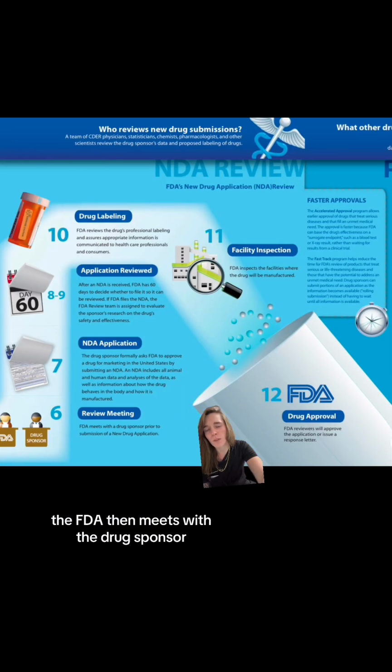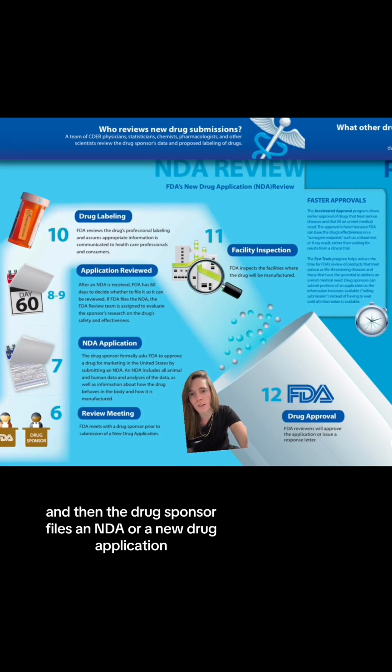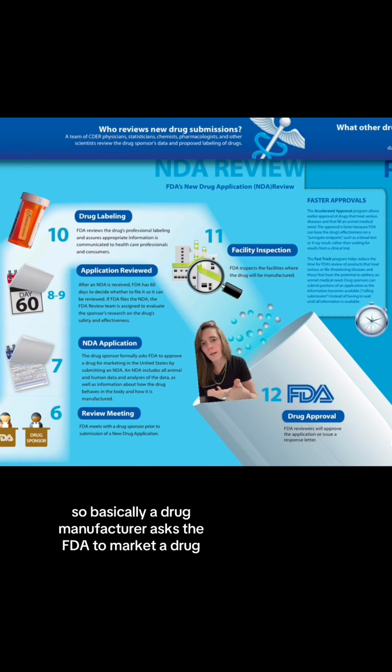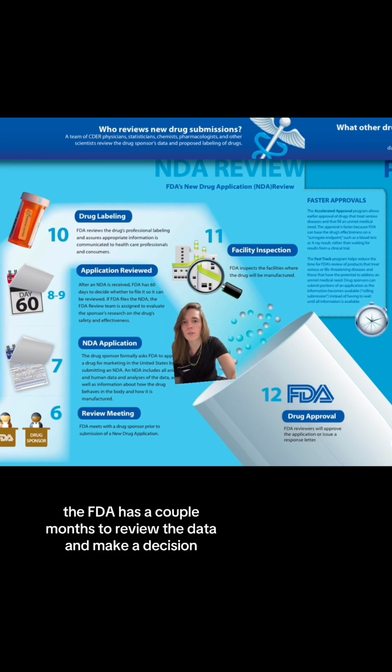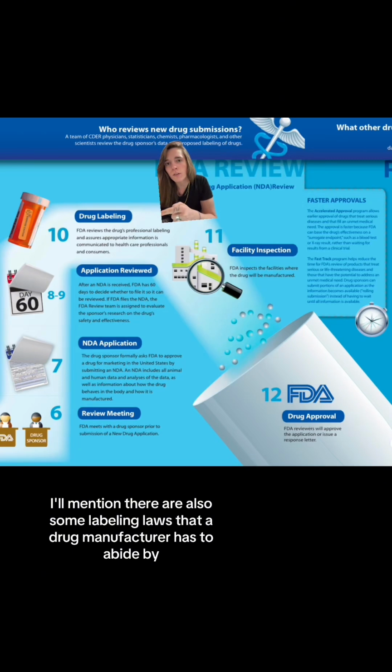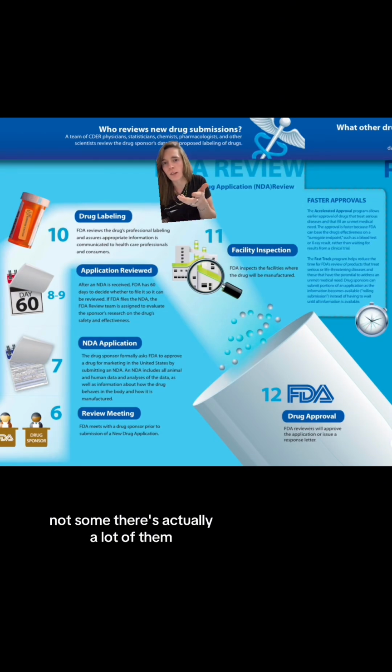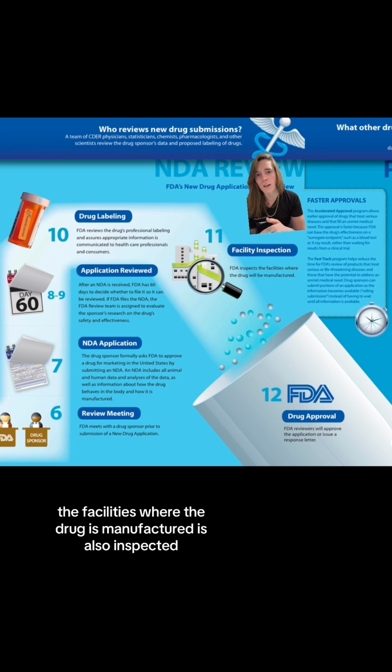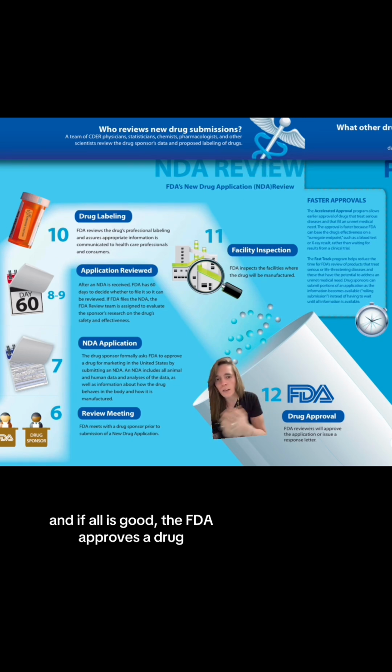The FDA then meets with the drug sponsor, and then the drug sponsor files an NDA, or a new drug application. So basically a drug manufacturer asks the FDA to market a drug. The FDA has a couple months to review the data and make a decision. I don't think anything happens if they don't approve or deny it within that 60-day period I'll mention. There are also some labeling laws that a drug manufacturer has to abide by. Not some, there's actually a lot of them. The facilities where the drug is manufactured are also inspected, and if all is good, the FDA approves a drug.